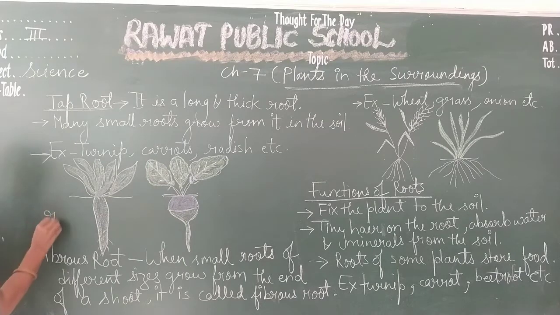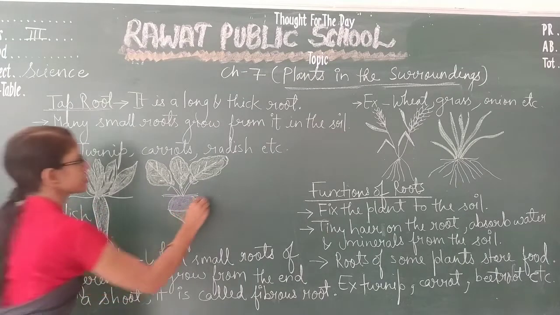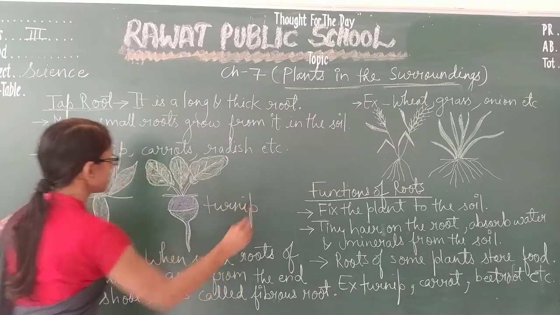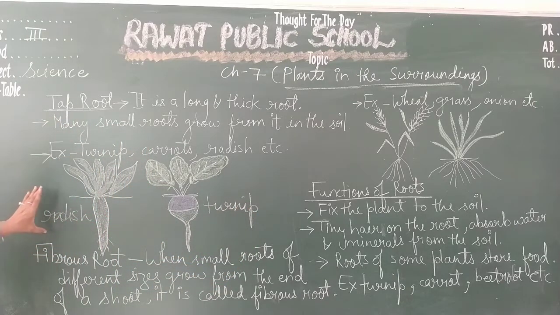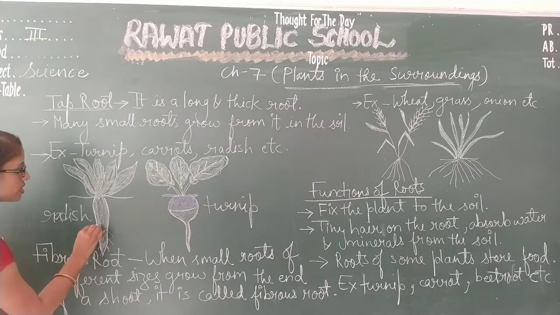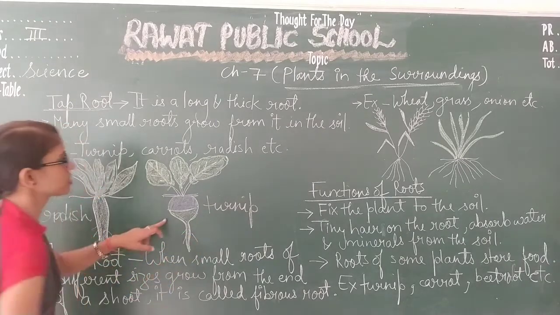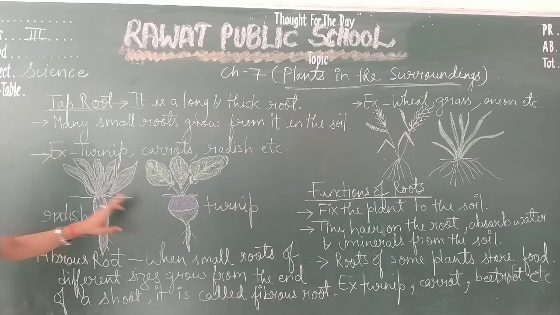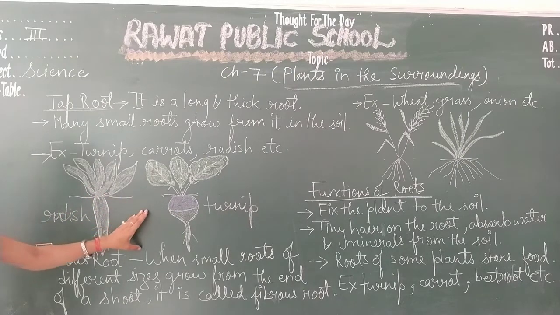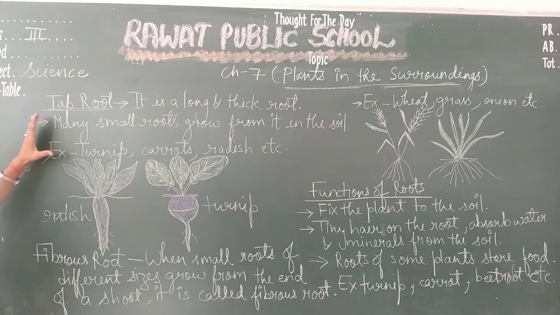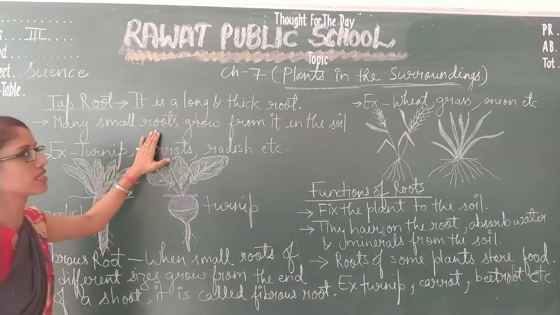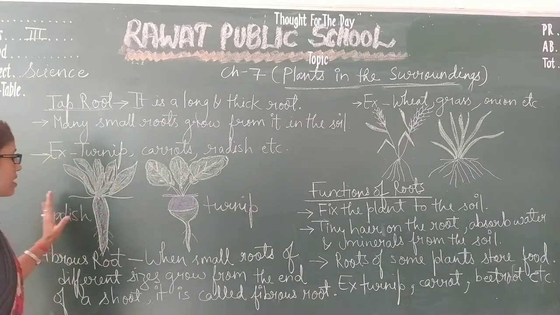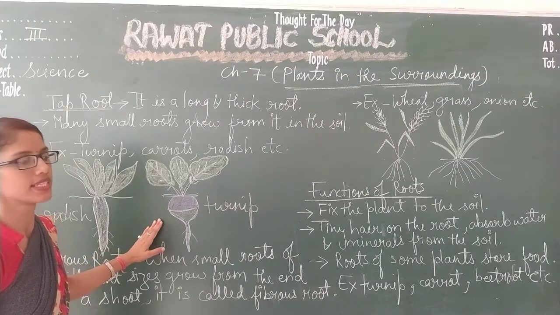You can see this is the diagram of radish and this is the diagram of the root of turnip. This is an example of taproot, and there is a long thick root, and from this long and thick root small roots are also arising. This is known as taproot, and examples are radish and turnip. Carrot is also an example of taproot. एक long thick root होती है, उसमें से small roots arise करती हैं, and examples are radish, turnip, carrot, etc.